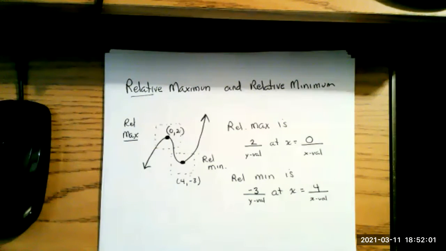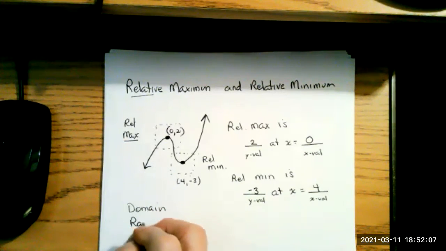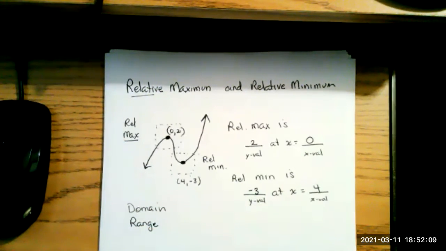This is a cubic curve, by the way. So let's do domain and range while we're at it. Are there any breaks in this graph? Nope, it's a continuous function.